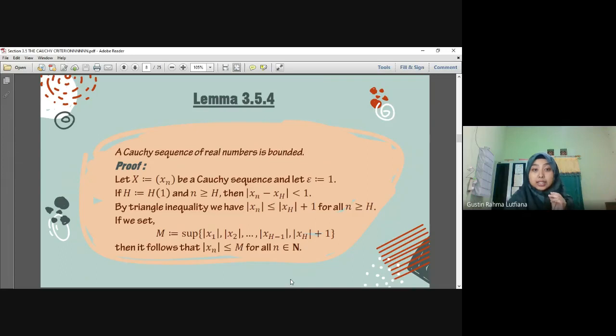And the proof is, let the sequence x be a Cauchy sequence and let epsilon be equal to 1. If H is equal to H(1) and n is greater than or equal to H, then the absolute value of xn minus xH is less than 1. By the triangle inequality, we have the absolute value of xn is less than or equal to the absolute value of xH plus 1 for all n greater than or equal to H. And if we set M equal to the supremum of the sequence: the absolute value of x1, the absolute value of x2, until the absolute value of x(H-1), and the absolute value of xH plus 1, then it follows that the absolute value of xn is less than or equal to M for all n element of the set of natural numbers.